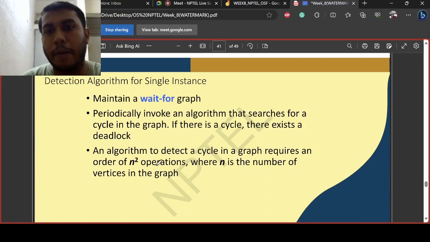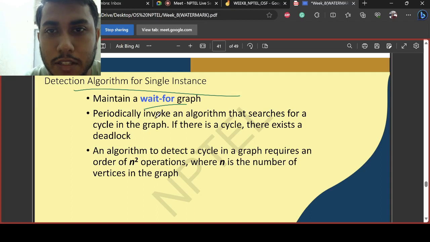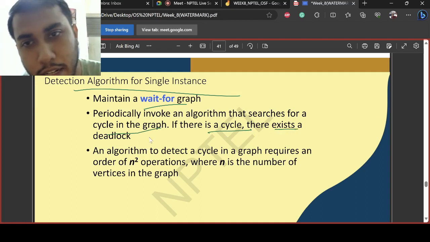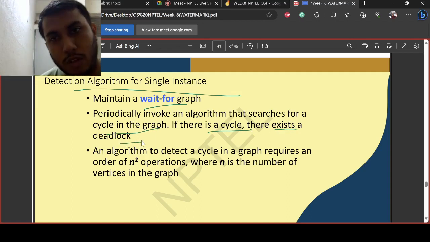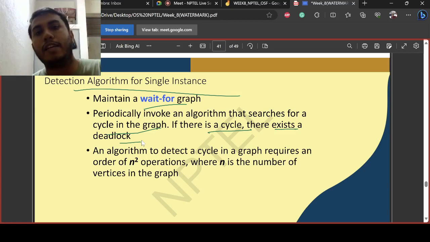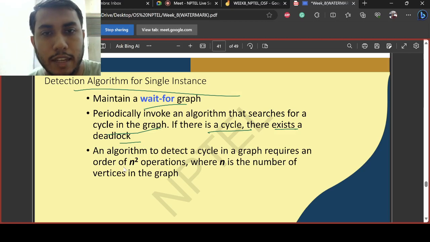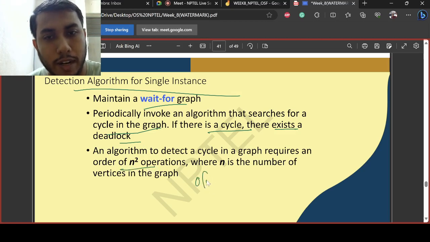So maintain a wait-for graph. How to detect for a single instance? Periodically invoke an algorithm that searches for a cycle in the graph. If there is a cycle, then there exists a deadlock. That's the main crux: if there is only one instance and there is a cycle, then there exists a deadlock. Now searching for a cycle in a graph requires n square operations, so it is an O(n²) algorithm.